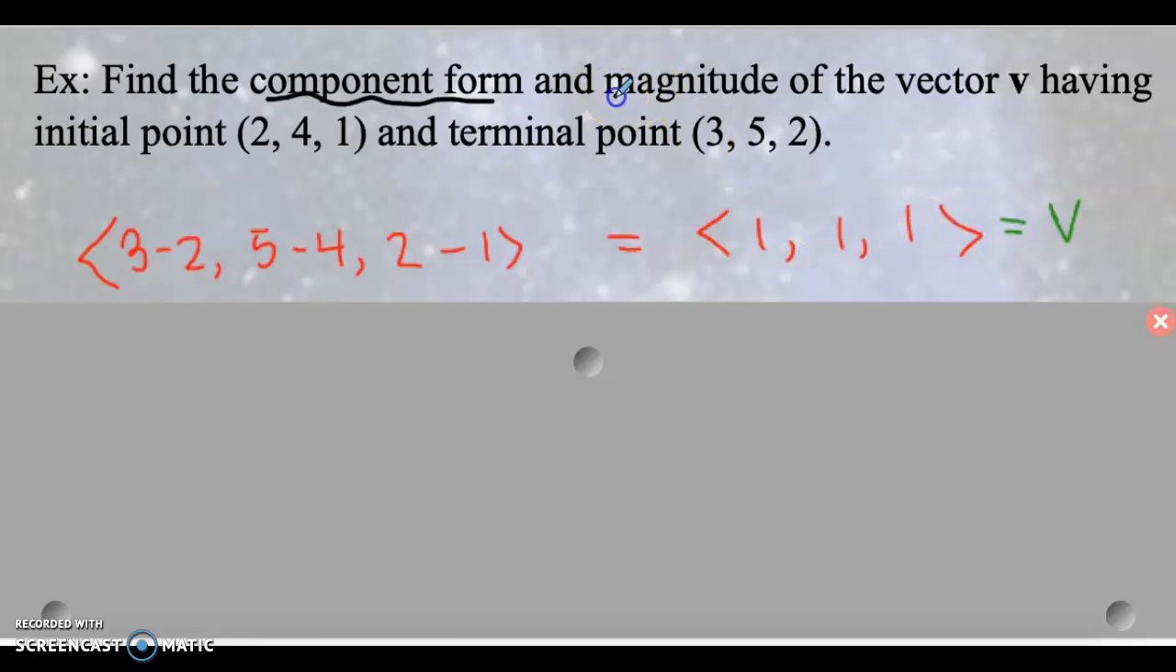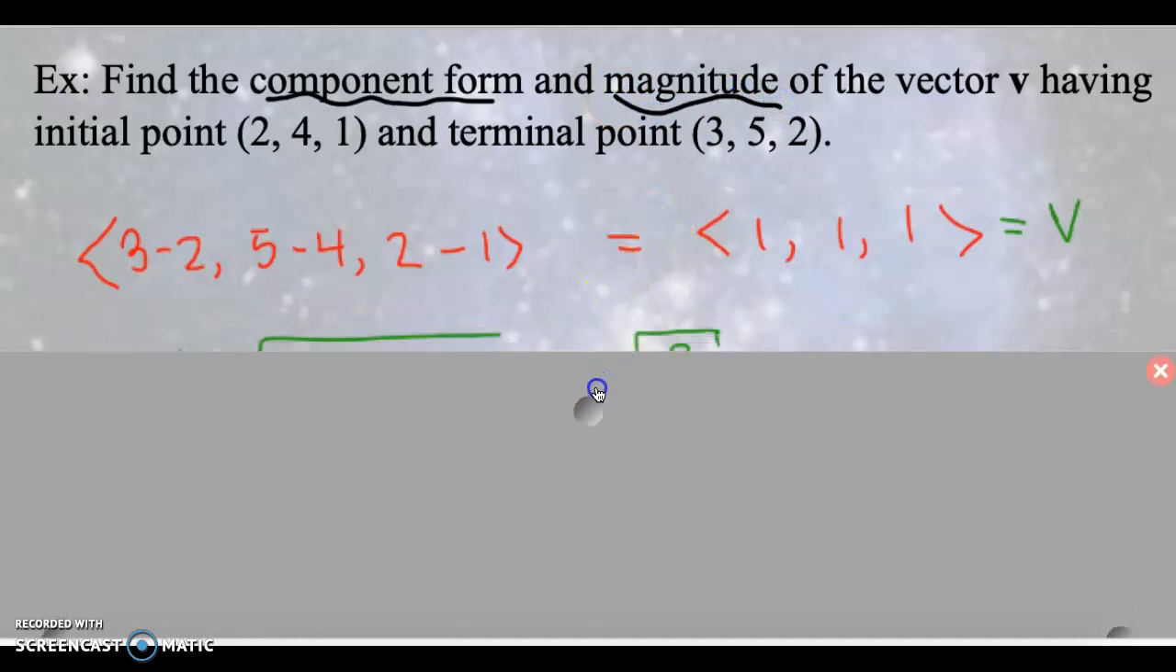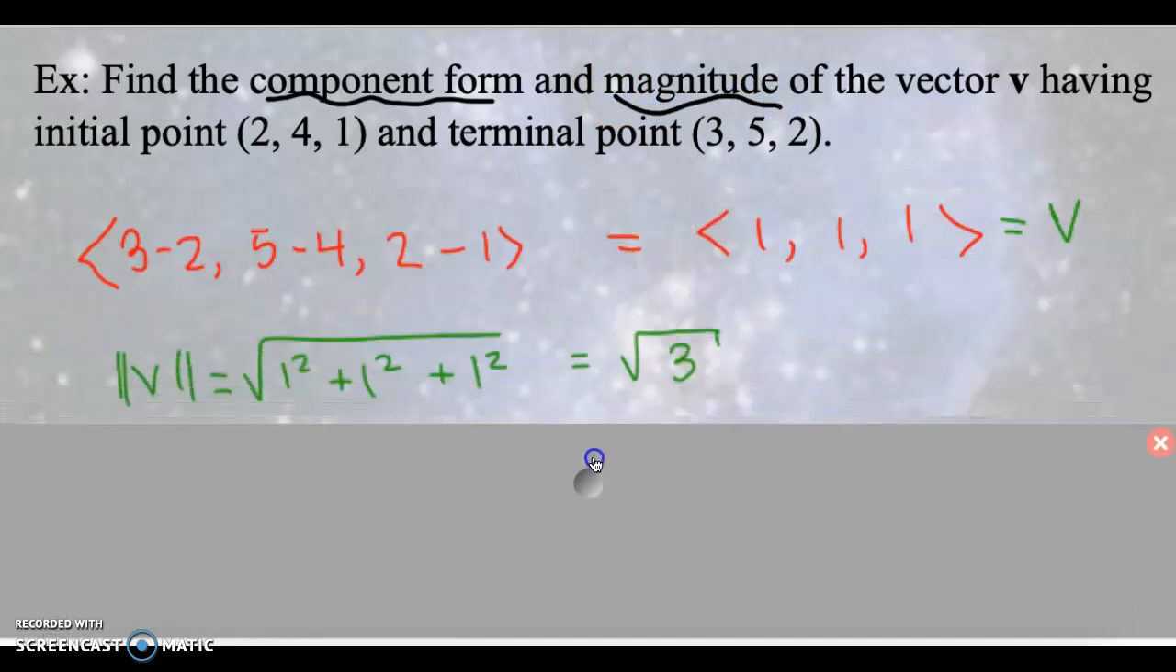It also asked us to find the magnitude of the vector, so we're going to go ahead and take the square root of 1 squared plus 1 squared plus 1 squared, which gives us the square root of 3. Remember, my pre-calc friends, that this is an exact value. This does not need to be in a decimal because this is the actual answer.